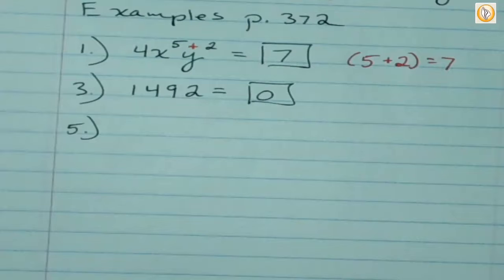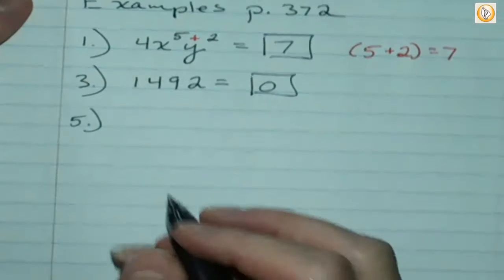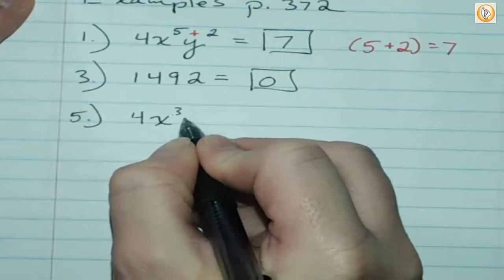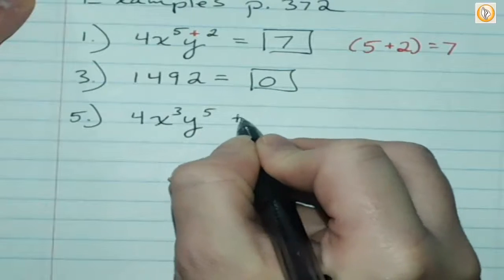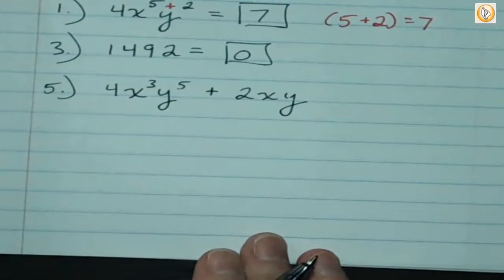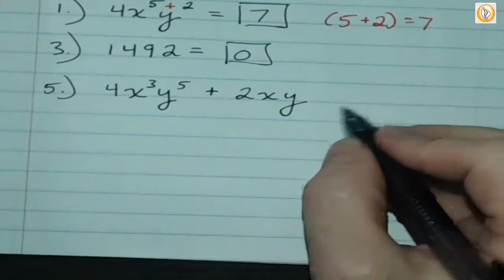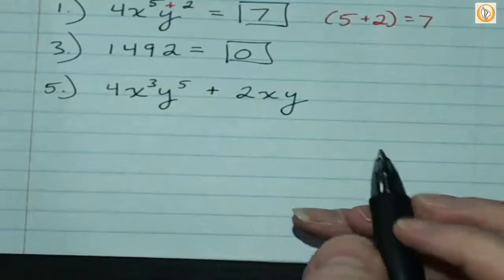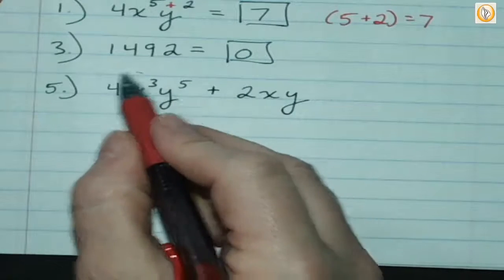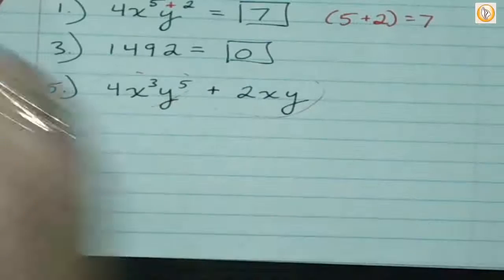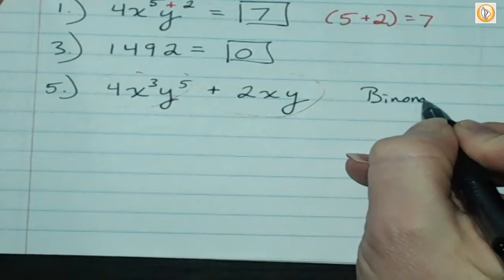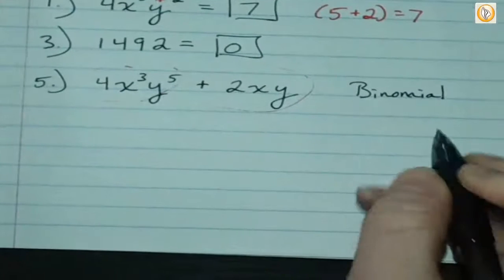So number 5, Taylor wants to do this one. So pay very close attention. 4x cubed y to the 5th power plus 2xy. So it's binomial. Okay, hold on. So why did you say it's a binomial? Because there are 2 terms. 1, 2. All right, binomial.